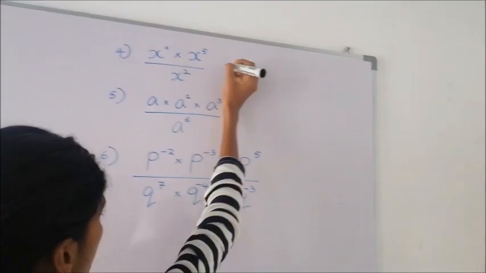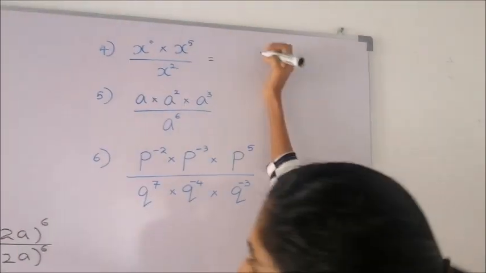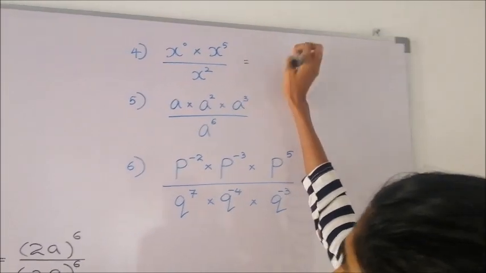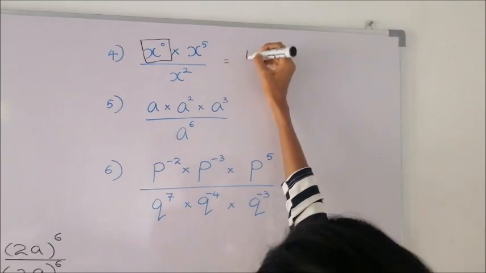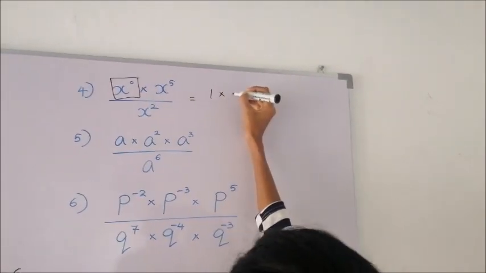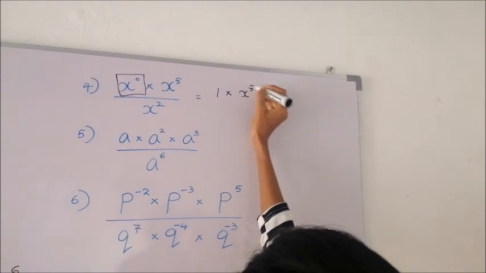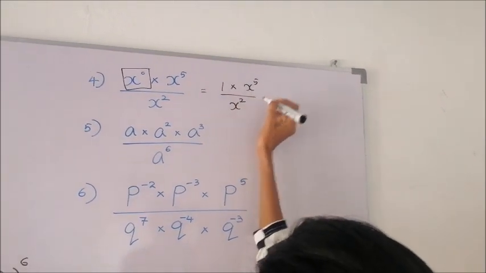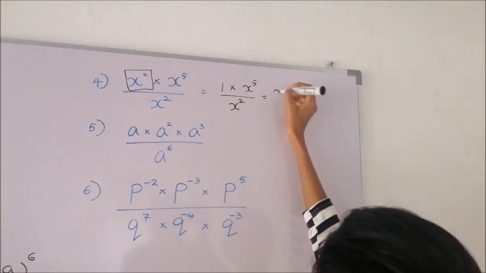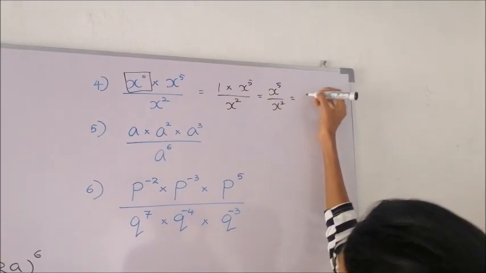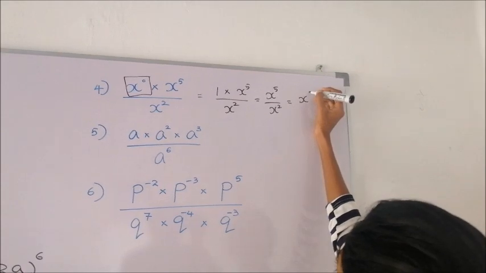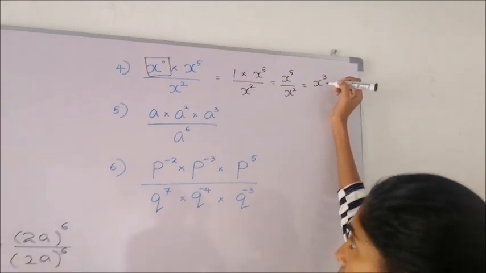Fourth question. We can see a multiplication. Before going to multiplication, see this. What is the index of that? 0. That means for the whole thing we can put 1. 1 multiplied by x to the power 5 divided by x squared. Now 1 times something means the same thing can be written here. Now again subtraction as usual, from 5 when we subtract 3.